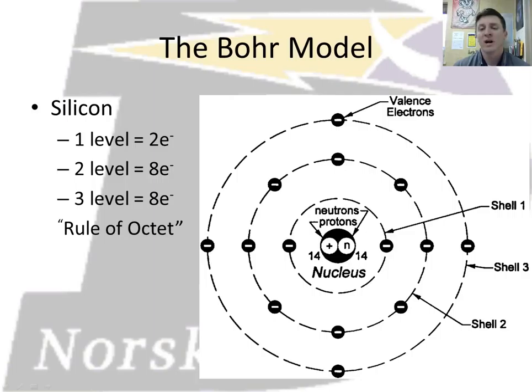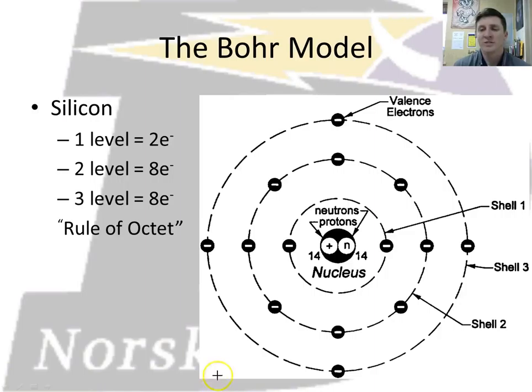Any other level outside of the first level can hold 8. And so the second level can hold 8, the third level can hold 8, the fourth level, and so on, can hold 8 electrons. We call this in chemistry the rule of octet. If you think like an octagon is a shape that has 8 sides, octet simply means that this rule, that energy levels can hold up to 8 electrons in a specific atom.